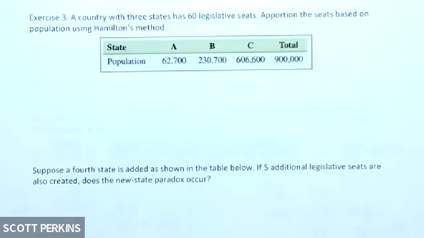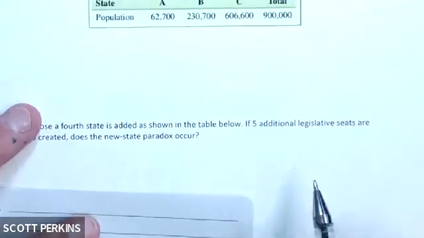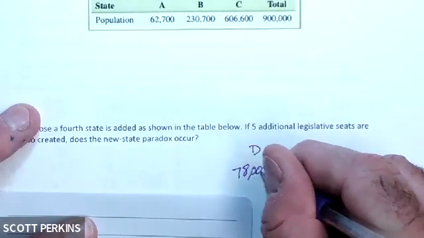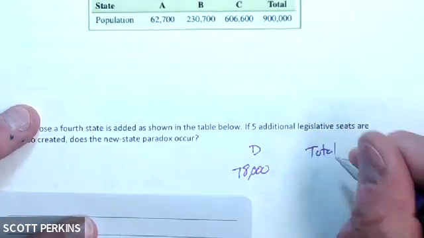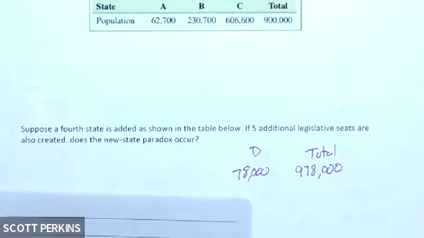All right, when you go to do the second part of this, as you can see, I left off the most important part, which was the table. So the A, B, and C of the table are the same. What you're going to do is add on a state D that's going to have a population of 78,000, and that makes the new total population 978,000. The populations of the other three states stay identical.